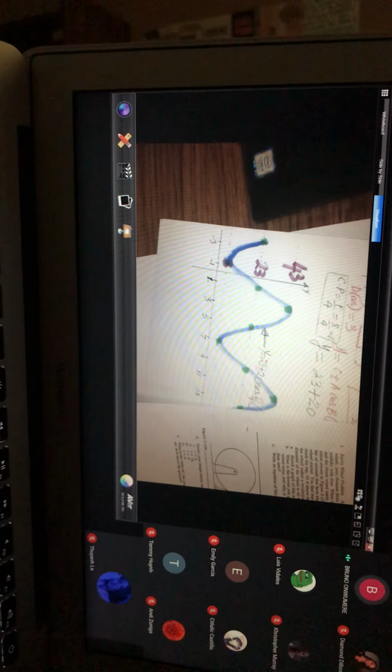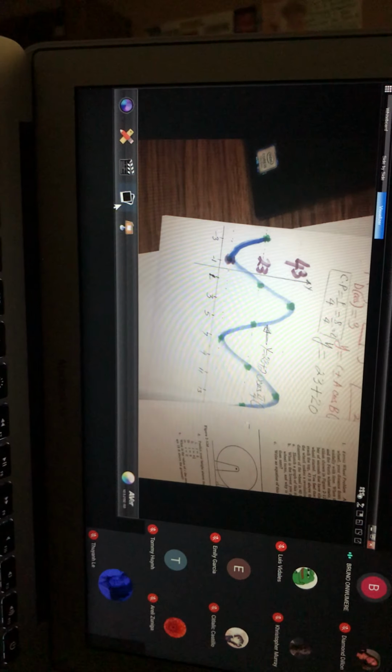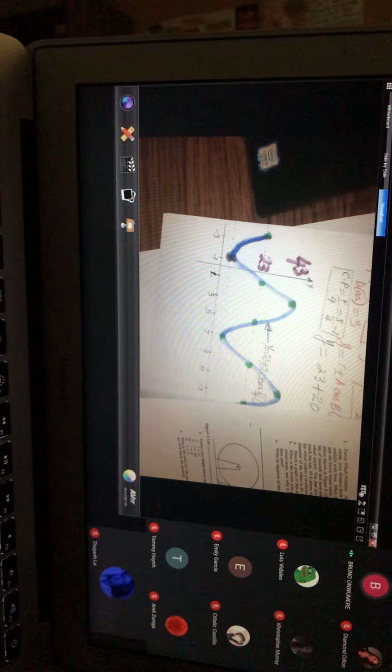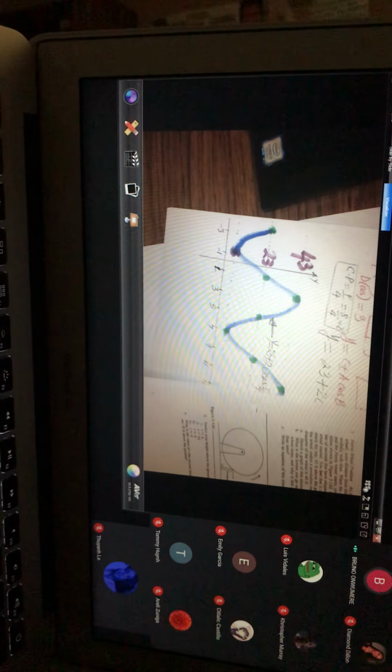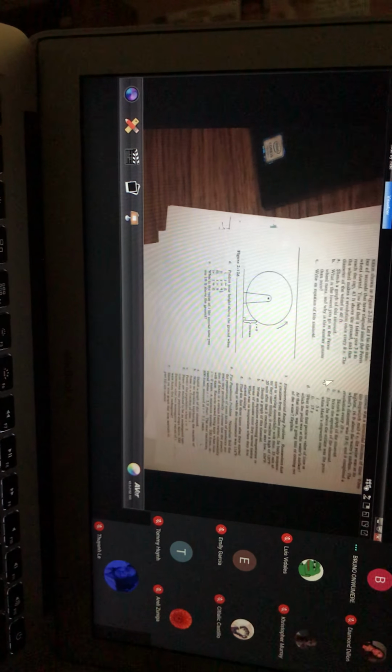Everybody, if you have a calculator, get your calculator out now, because I'm going to teach you how you can use your calculator to answer the rest of the questions.